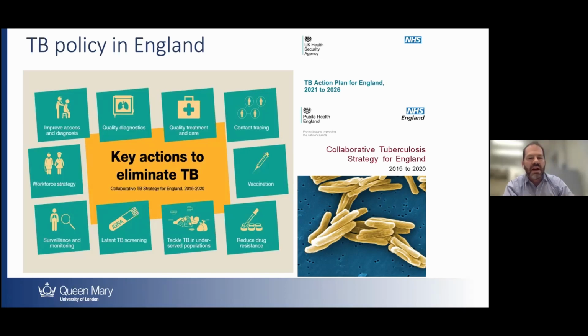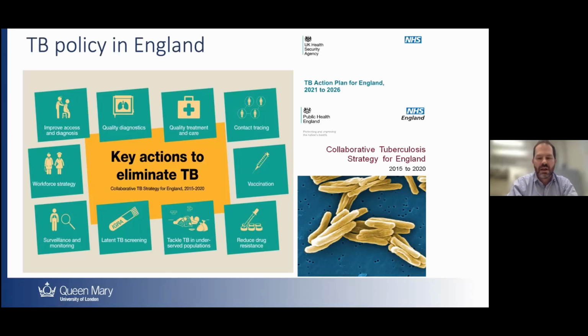And you can see the items or the chapters of the strategy on the left-hand side, amongst which to point out maybe just 3 are, of course, improving access and diagnosis and doing awareness raising and things like that. Tackling TB in underserved populations, which is quite important. And of course, the latent TB screening program for England.